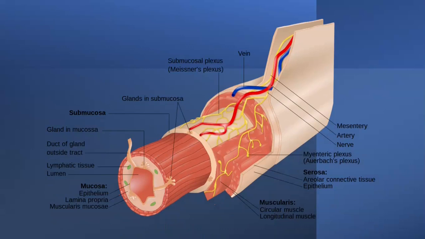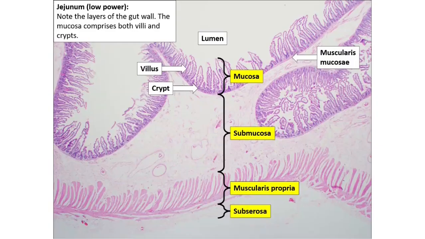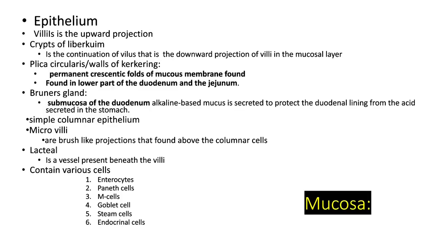So let's discuss it one by one. As you can see here, this is the mucosa, this is the submucosa, and this is the muscularis mucosa, and above this is the serosa, and the peritoneal covering of the small intestine is the mesentery. As you can see here, this is the lumen, the mucosa, the submucosa, the muscularis propria, and the subserosa. So let's discuss it one by one.